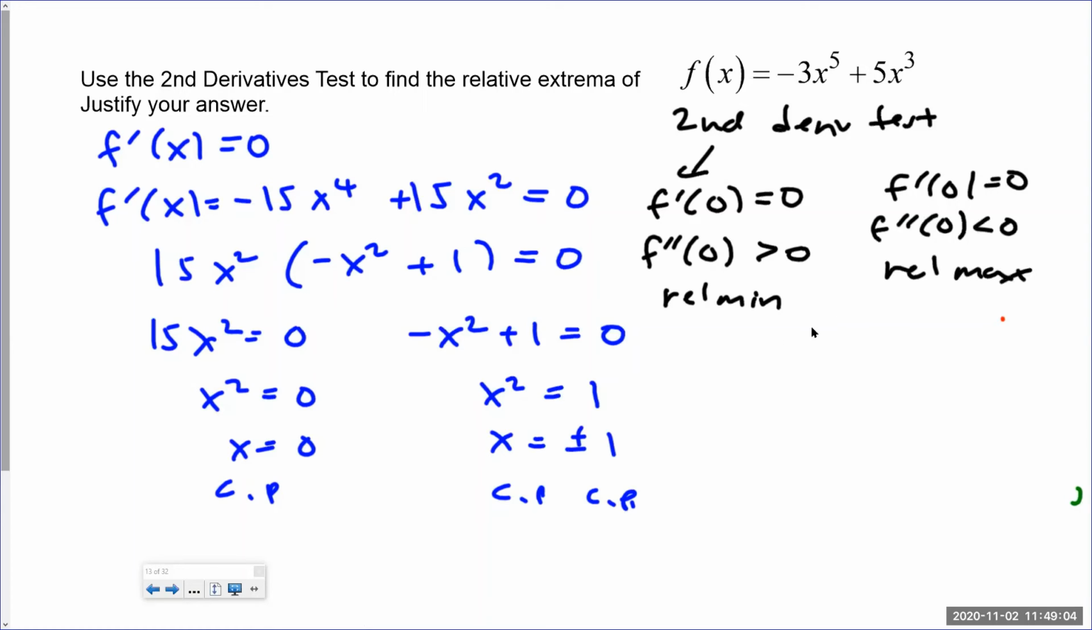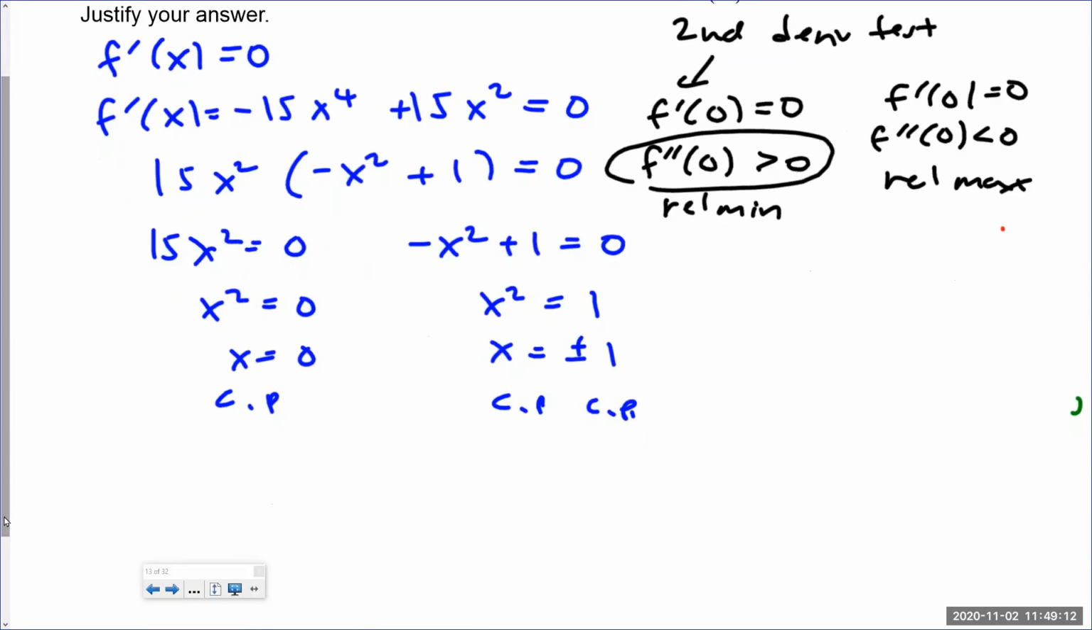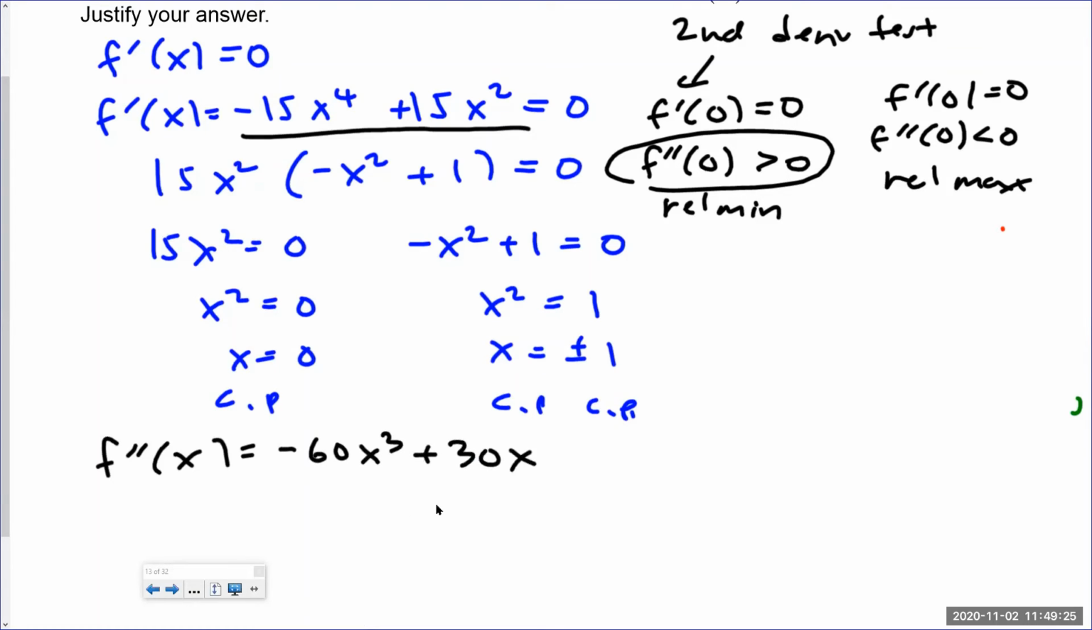Does that make sense? I'm trying to figure out, do I have a relative max or relative min at these points? Well, all I need to do is go find my second derivative. Isn't that equal to the derivative of the derivative? So that would be negative 60x cubed plus 30x. That's my second derivative. I just need to figure out, is my second derivative positive or negative? Because I already know my first derivative is 0.